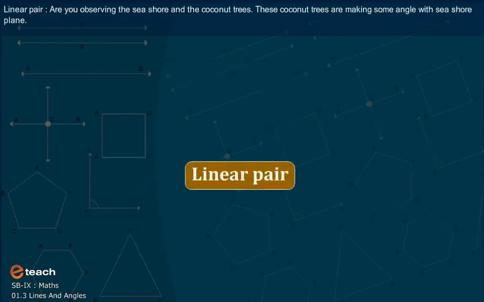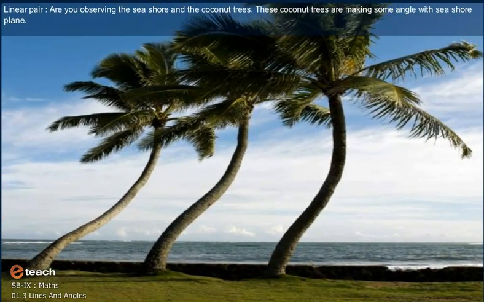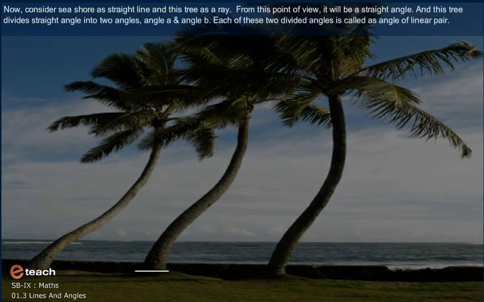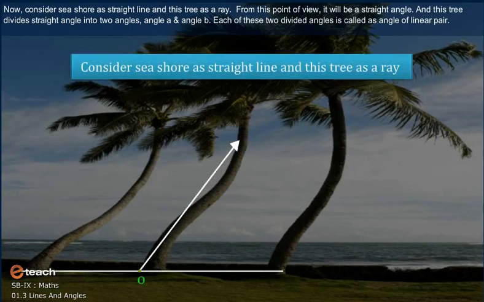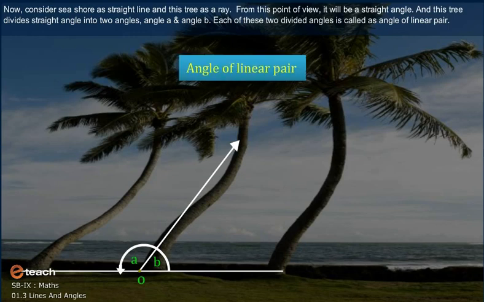Linear pair. Are you observing the seashore and the coconut trees? These coconut trees are making some angle with the seashore plane. Now consider the seashore as a straight line and this tree as a ray. From this point of view, it will be a straight angle. And this tree divides the straight angle into two angles, angle A and angle B. Each of these two divided angles is called an angle of a linear pair.